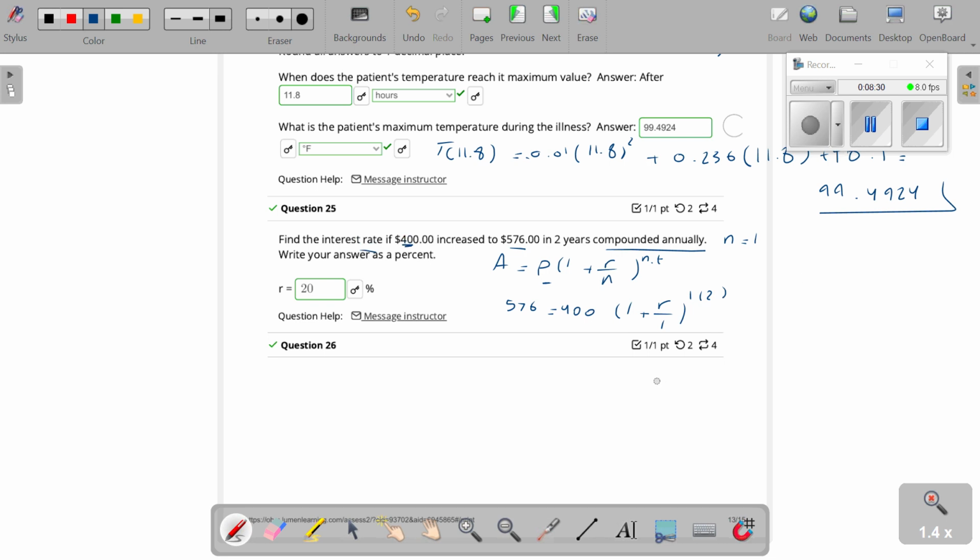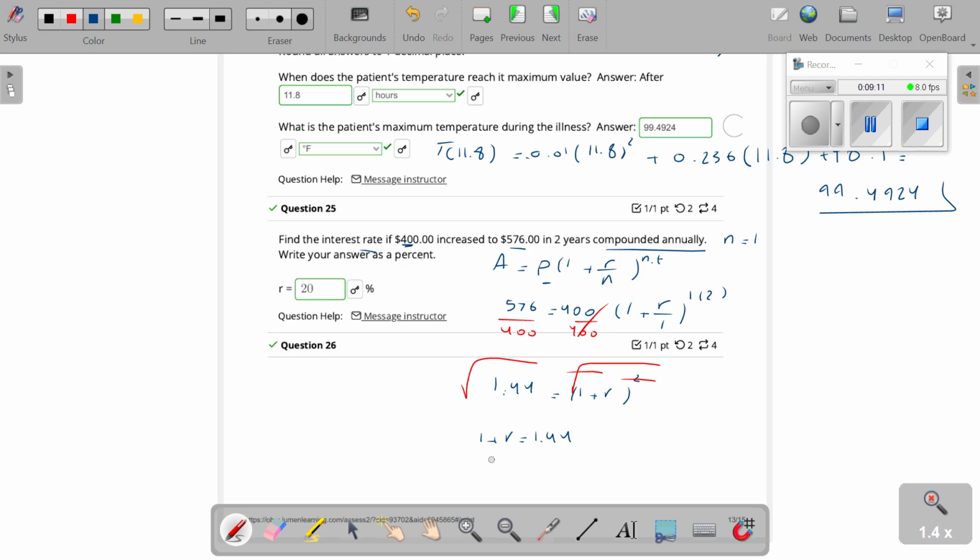Now we're going to solve this. First of all, divide both sides by 400. So it's going to be 1.44 on the left side, and the right side will be 1 plus r, because r over 1 is just r, to the power of 1 times 2, which is 2. Now, in order to solve for r, we're going to take the square root of both sides, so we get rid of this power of 2.